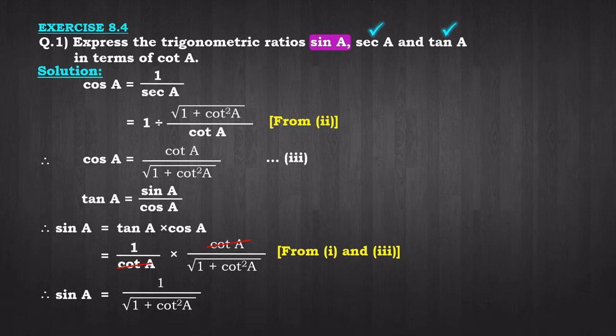Hence, the required trigonometric ratios in terms of cotangent A are: tangent A is equal to 1 upon cotangent A. Secant A is equal to the square root of 1 plus cotangent squared A divided by cotangent A. Sin A is equal to 1 divided by the square root of 1 plus cotangent squared A.